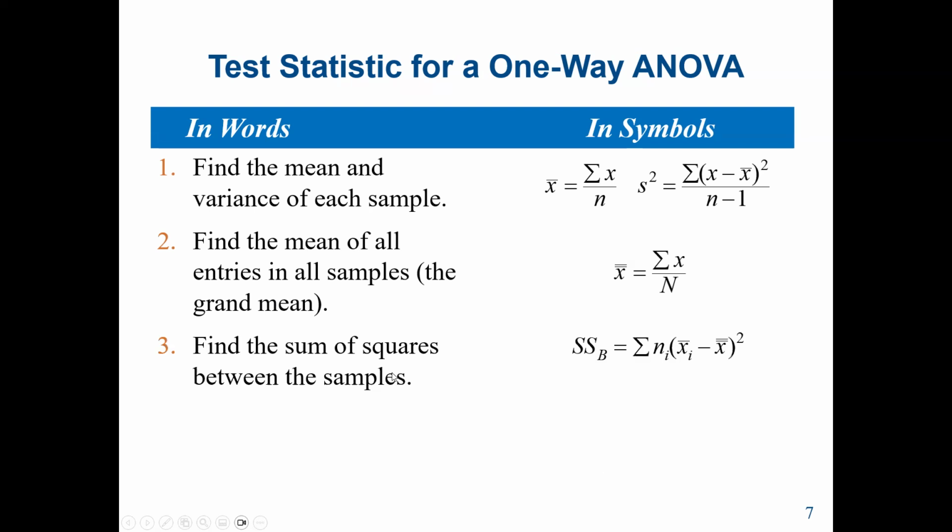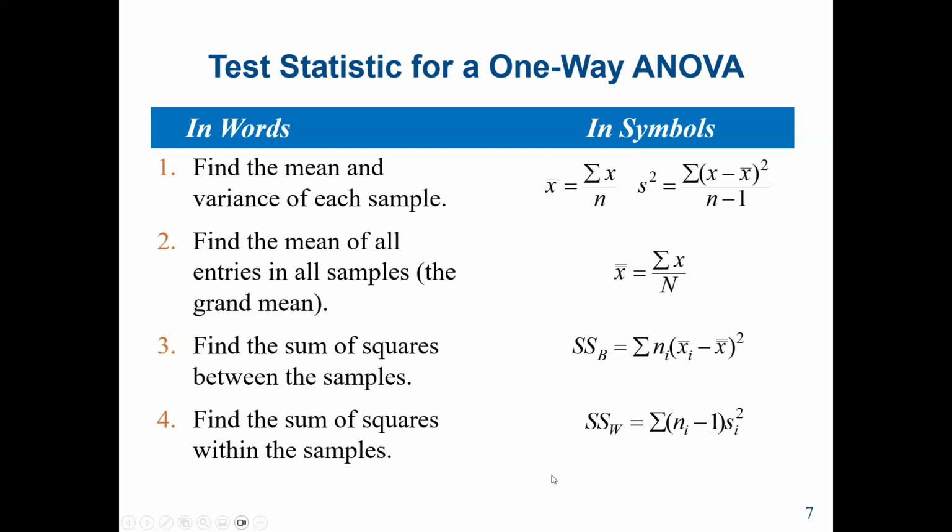Then we can find the sum of squares between samples, which is SSB. And that will be the sum of n_i times the difference of x bar i minus x bar bar. So as we said, x bar bar means the mean for all the samples. And x bar i will be the sample mean. For example, if we have 3 samples, we may have x1 bar, x2 bar, x3 bar. So x bar i represents the sample mean for each sample. Let's say sample 1, 2, 3.